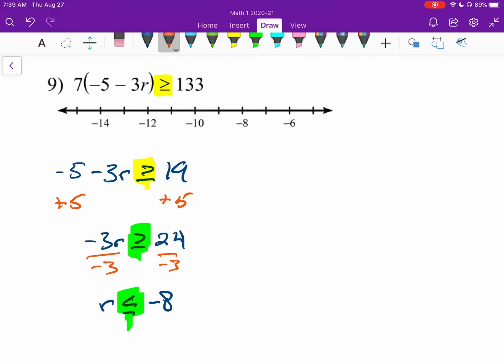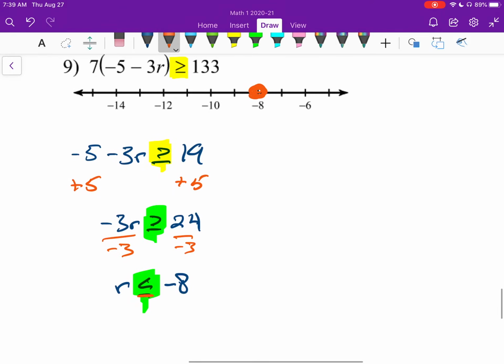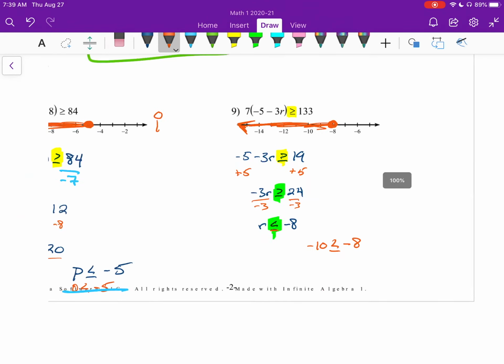So now let's graph this. I've got a closed dot on negative 8. It's a closed dot because I have this line right there. And let's pick a different number, just because I don't want to always use 0. I don't want you to think that 0 is special. Let's pick negative 10. So negative 10 is less than or equal to negative 8. Is that true? Is negative 10 smaller than negative 8? Well, yeah, negative 10 is smaller than negative 8. That means we're going to shade towards negative 10. All right, that's it.